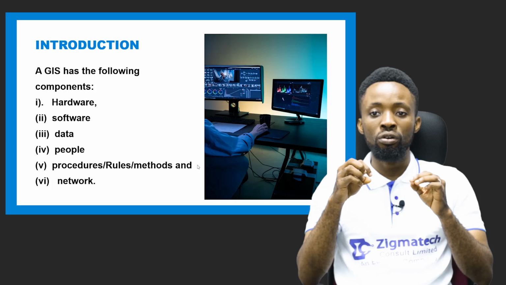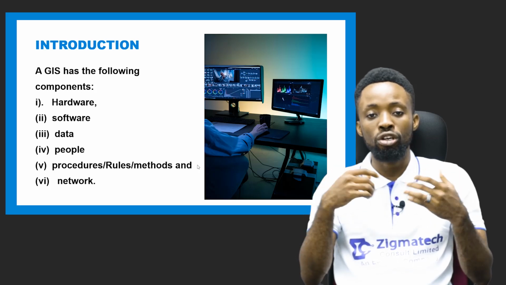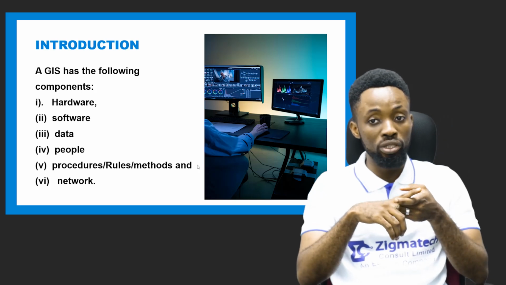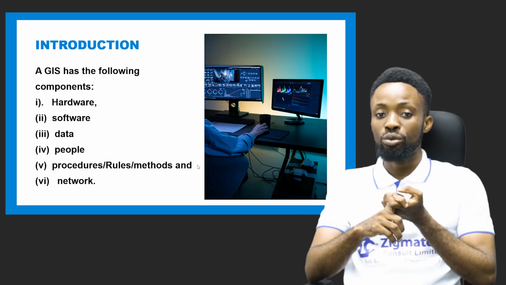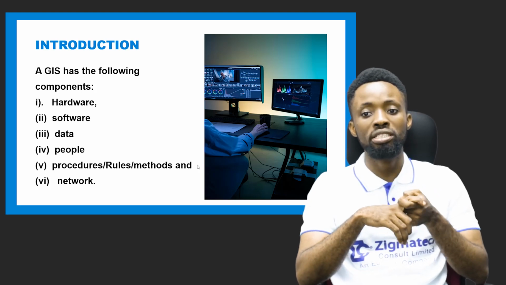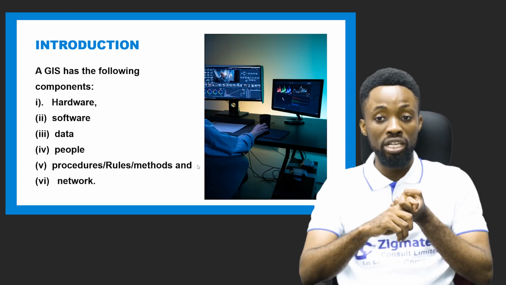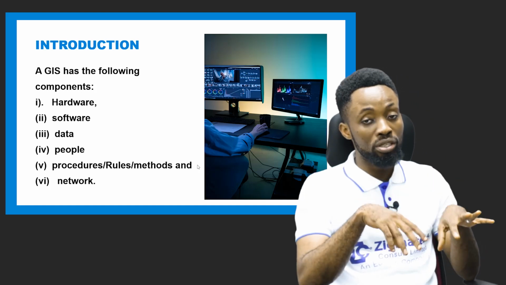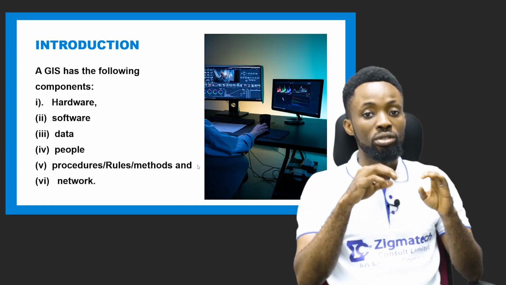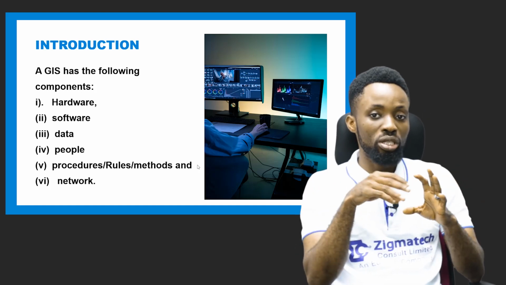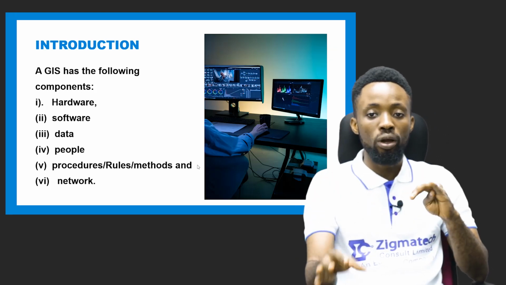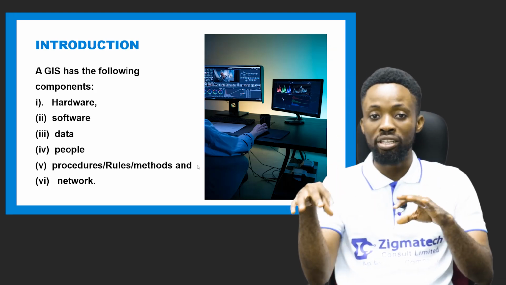And GIS is made up of the following components. It's made up of the hardware components, the software components, the data components, the peopleware or the humanware or the users components. And also the next component of GIS is the procedure or the method or the rules. Then the sixth component, which is most times not really mentioned, is the network component of GIS. So we are going to be looking at these components one after the other.